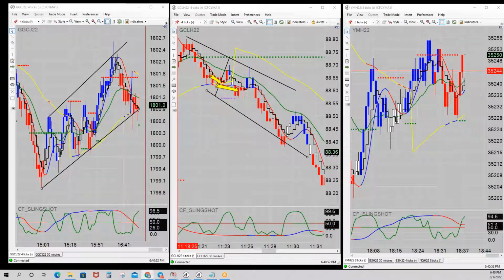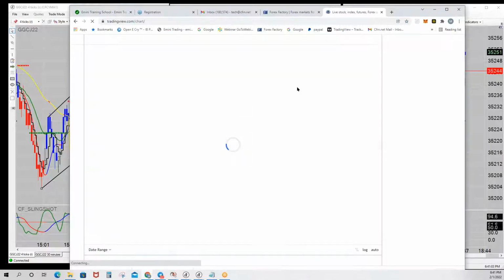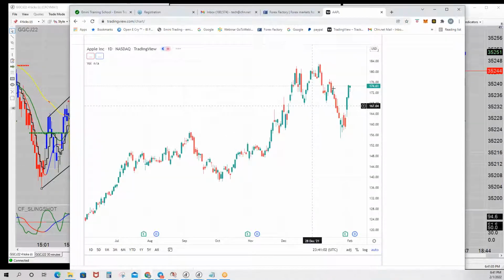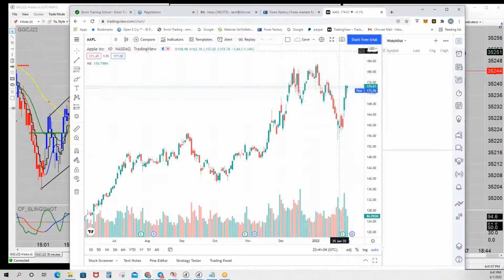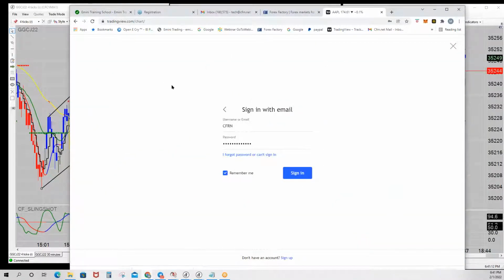tradingview.com. Here it is right here. Go out to tradingview.com. Don't click on Get Started. Click over here on Chart. Now it's going to bring up a chart, probably. Yeah, it's going to bring up this random chart. Click on Start Free Trial. When you click on Start Free Trial, I already went over this once, but click on Start Free Trial.